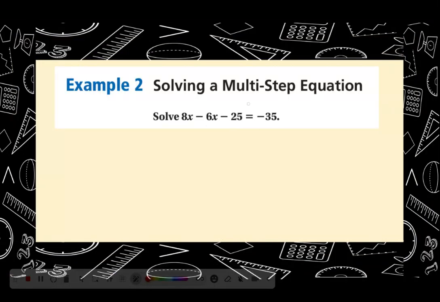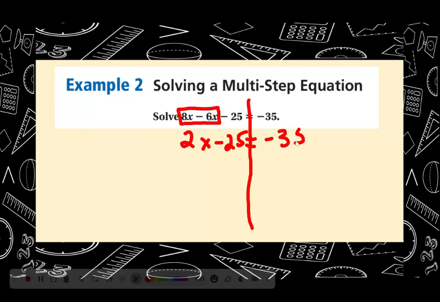Okay, so here's a multi-step equation. So I'm going to split the equation at the equal sign. I see that I have like terms. I have 8x minus 6x that I can combine first. So 8x minus 6x is 2x. So I'm just going to rewrite the equation. 2x minus 25 equals negative 35.